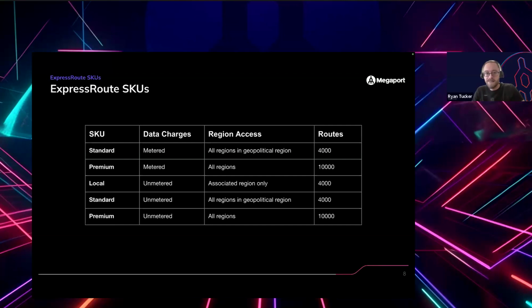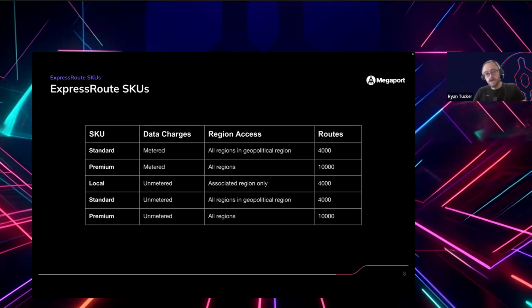So a standard ExpressRoute circuit will give you access to all of the regions within the geopolitical region, right? So if you have a standard ExpressRoute circuit in either Melbourne or Sydney, you can access either Melbourne or Sydney. Likewise with the Asia region that I had in the first slide, if you have an ExpressRoute circuit in any of those locations, you can access the Asia East region and the Asia Southeast region because they're in the same geopolitical region.